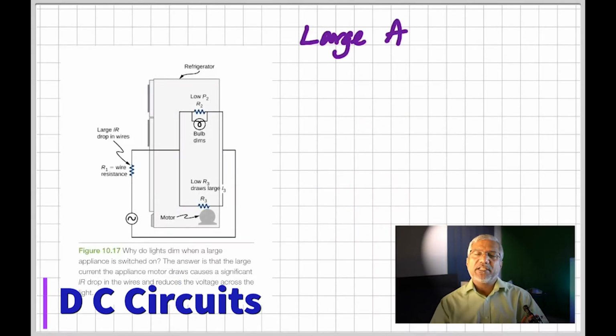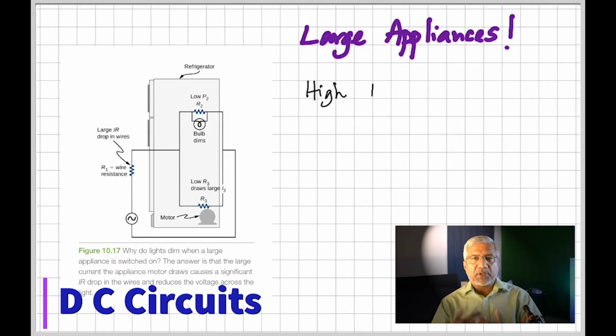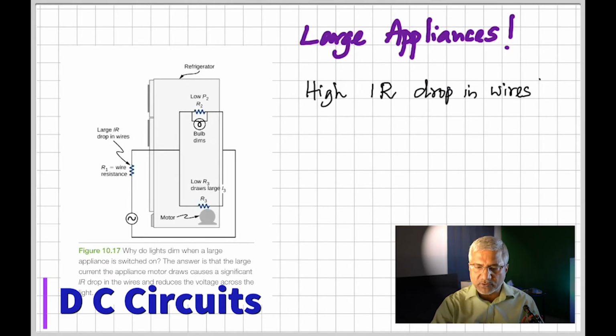In transitioning, let me give you a practical phenomenon that all of us may have observed. That is, if a large appliance switches on, what I mean by a large appliance is a refrigerator or a motor, as shown in this diagram, suddenly you see the lights go dim. How can that be explained? The large appliance requires a greater power, so it draws a huge current.